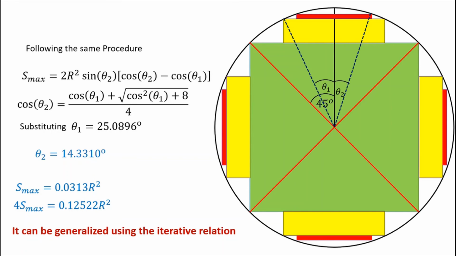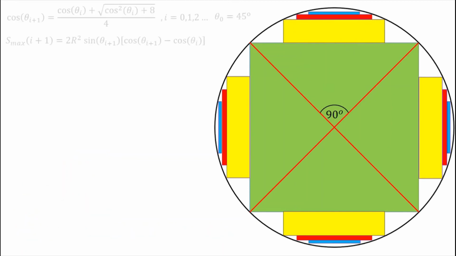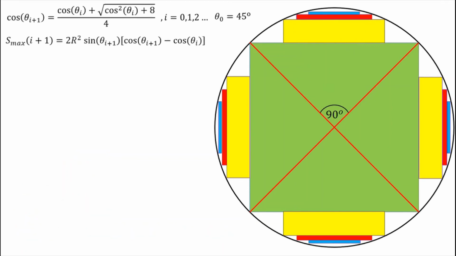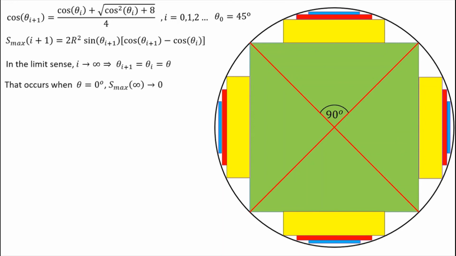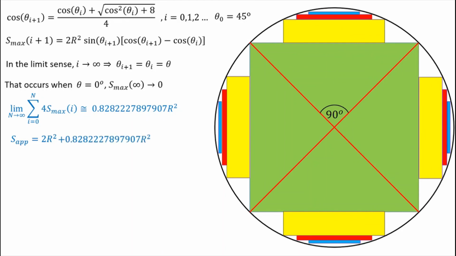In the limit sense, the maximum area goes to 0 when theta goes to 0, which is also clear from the iterative equation for cosine theta sub i plus 1. The sum of the whole rectangles' areas is approximately 0.83 multiplied by r squared. An approximate value for the circle area can be evaluated using the whole rectangle areas in addition to the square area. Note this method cannot give an exact value for pi since there is left-over area.